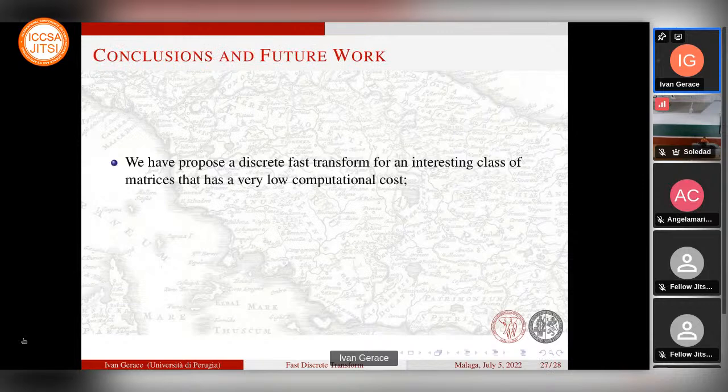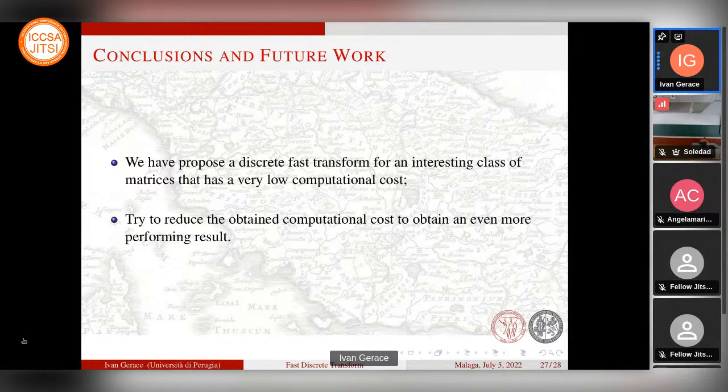Then, for conclusion, we propose a very fast discrete transform that can be used for the gamma matrix that are very useful to precondition symmetric Toeplitz systems. But now we have to try to reduce the computational cost working on the term S n over 4 to obtain even more performance results.